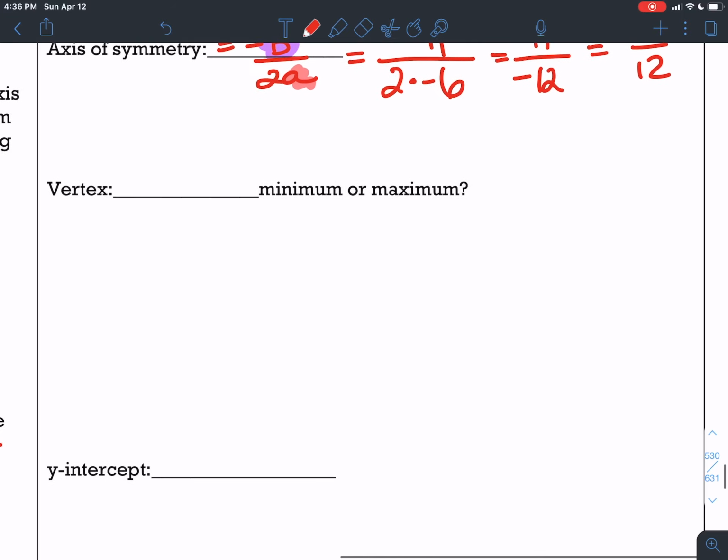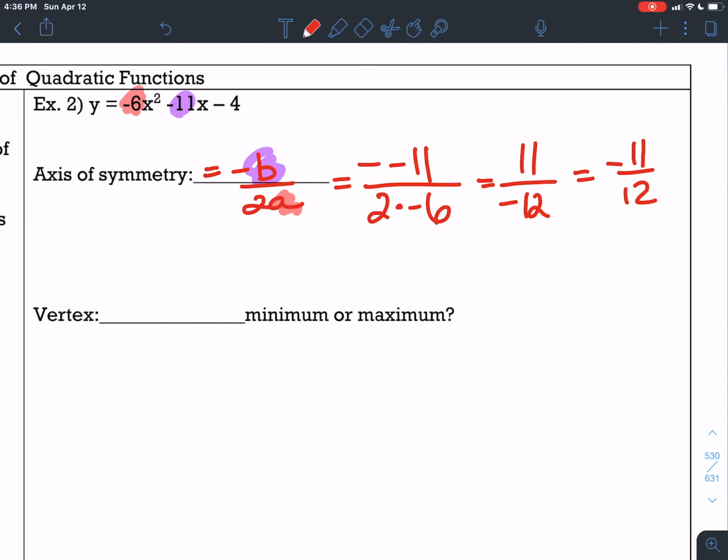Now, my vertex is going to be located at x equals negative 11 over 12. But that doesn't necessarily mean that I know whether or not it's a minimum or a maximum. Let's look at the a value. It's negative, so that means this is going to be an upside down U that will open downwards and have a top, so it's a maximum.